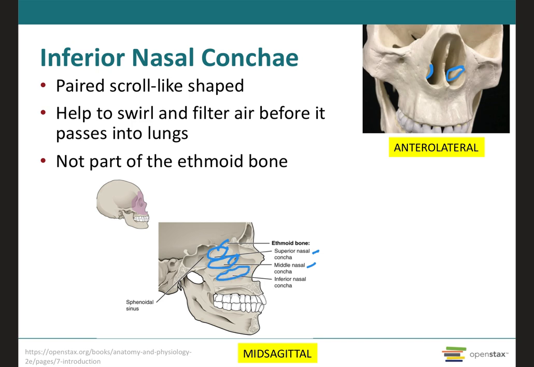They are going to help to swirl and filter the air that you inspire that will then go into the lungs. Now remember that the superior nasal conchae and the middle nasal conchae, these two are going to be part of the ethmoid bone. However, the inferior nasal conchae is a separate bone. It is not part of the ethmoid bone.